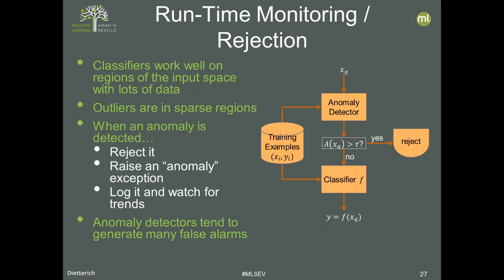But as I mentioned yesterday, we might also want to just flag the data point and say, this is an anomalous one, and log that, and then examine our logs day on day, week on week, to see if the anomalies are increasing over time. So the idea is if the anomaly score is not greater than some threshold, then we go ahead and classify it. But as I say here, logging these anomalies and watching for trends is probably the recommended practice because anomaly detectors tend to generate many false alarms.